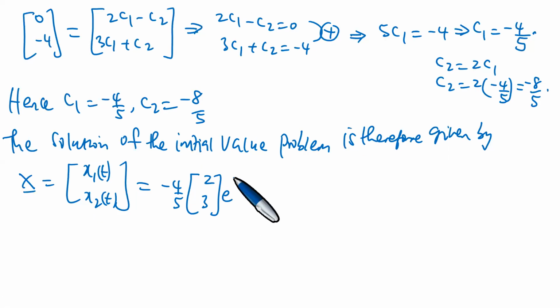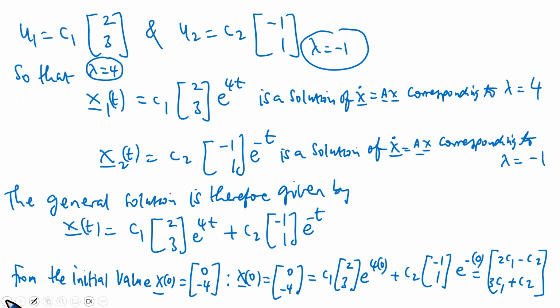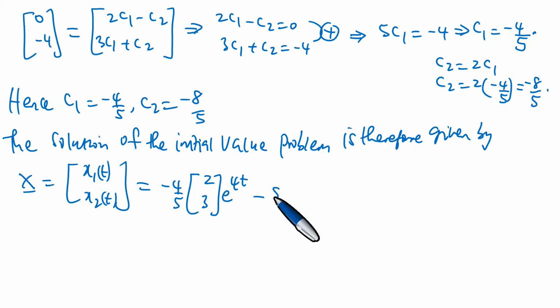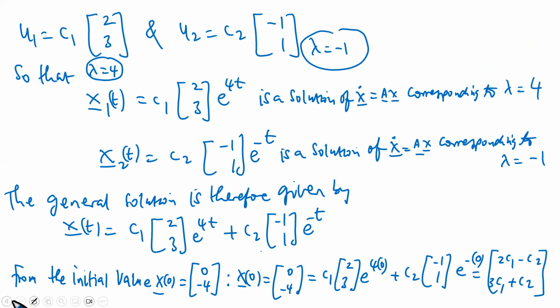e to the 4t plus C2 minus 1 and 1. C2 is minus 8 over 5, then minus 1 and 1. Then we have e to the minus t. Okay, we're going to check these answers with the initial value just to make sure that we made no mistakes here. So we just substitute the C1 and the C2. And now this becomes the answer, obviously.